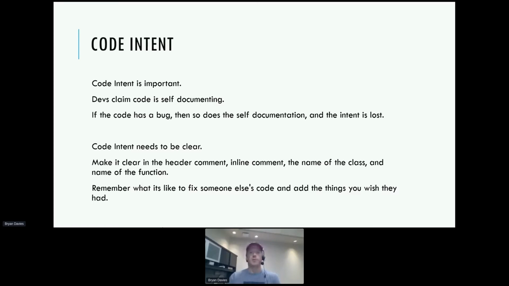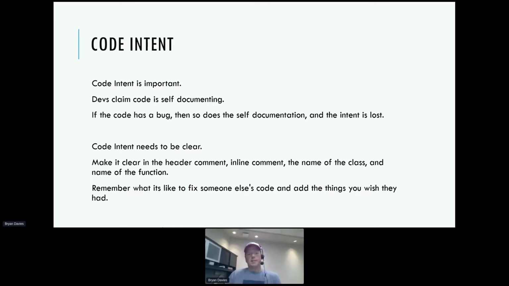You can kind of rip apart code to figure out what's going on. The problem is if the code has a bug, then the self-documentation has a bug. And essentially the intent is lost. And that's really key, right? If there's a problem in the code, how do you know it's a problem? Or is the code doing exactly what it's supposed to? You don't know, because if the intent is lost, you can't make that determination.